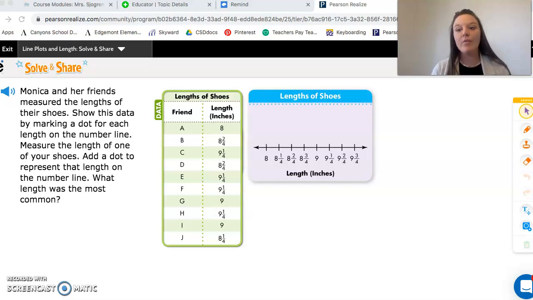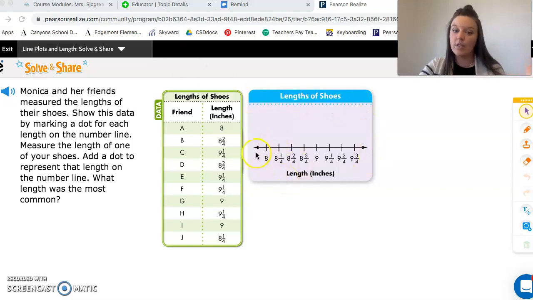Today in math, we are talking about line plots and measurement. We're still talking about fractions, but now we're talking about how we can take those fractions and insert them into a line plot. And I just wanted to remind you, this is our line plot.